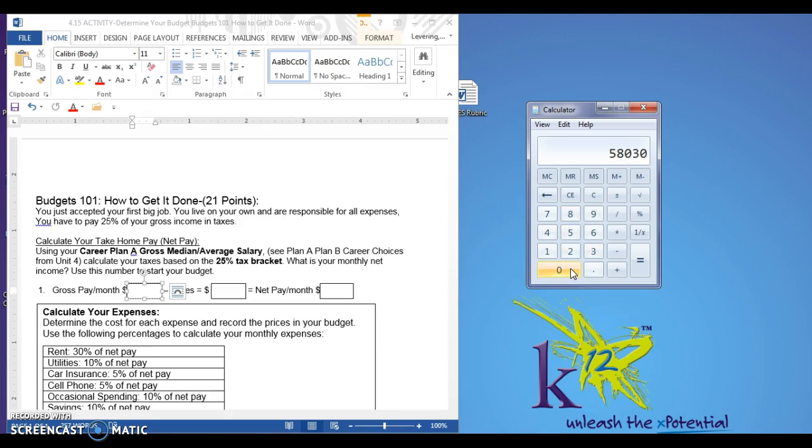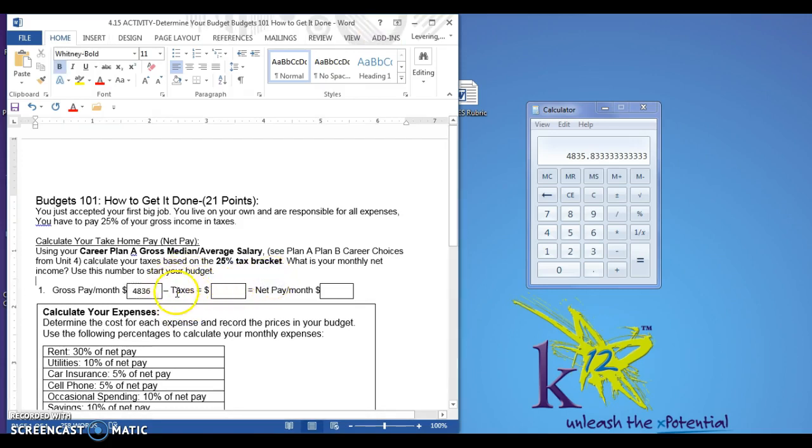Now I need to know how much I'm going to earn per month. Well, there are 12 months in a year, so I'm going to divide my gross salary by 12 months, which will give me $4,083.83. So my gross monthly pay, and I'm going to round, is $4,836.